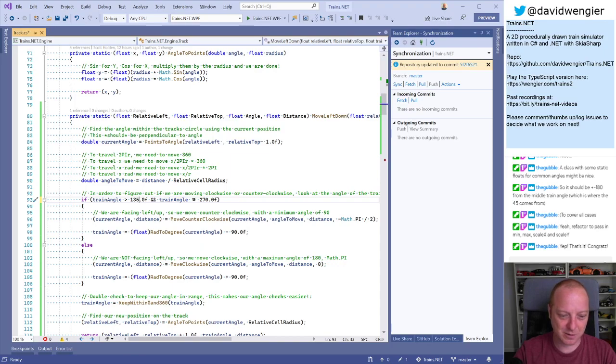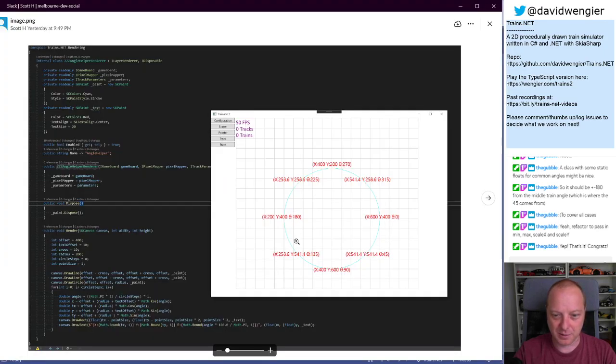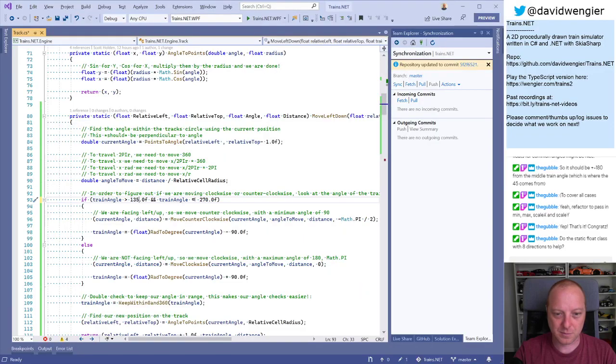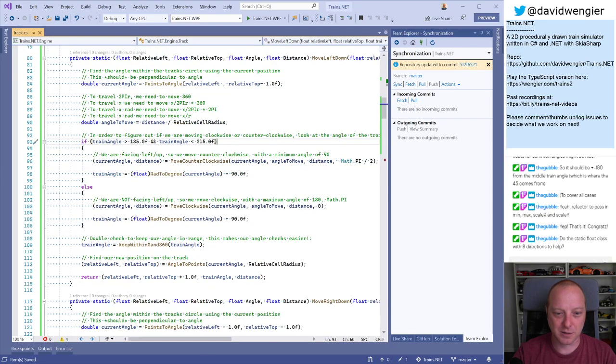Alright, hang on, where's your handy diagram? Here we are. Yeah, 135 and 315. Whoops. Less than 315. I really wish I had save tracks, because I just drew it all out and now I've got to do it again.